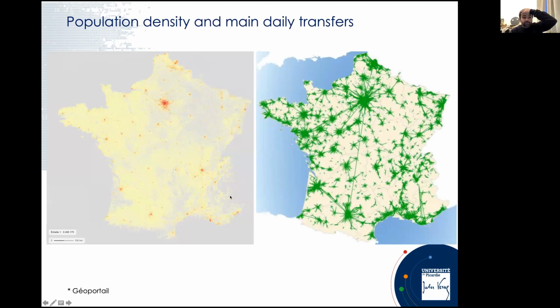What we knew, and what we know now also, is that COVID is mainly a disease due to contact. My idea was very naive: if you need to take into account the contact, you need to know where the people are. So you need the population density, and what we also have access to is the daily transfer of individuals. So we know how many people are traveling.